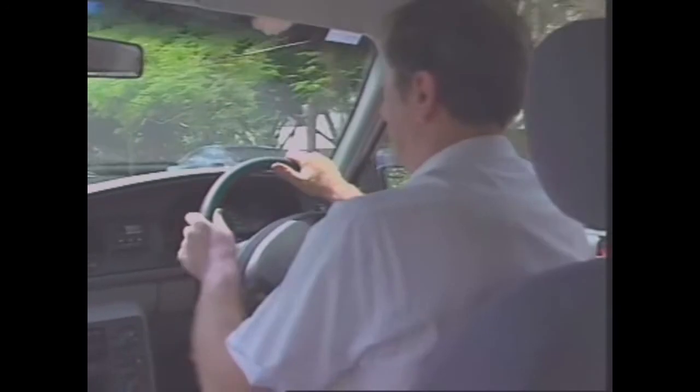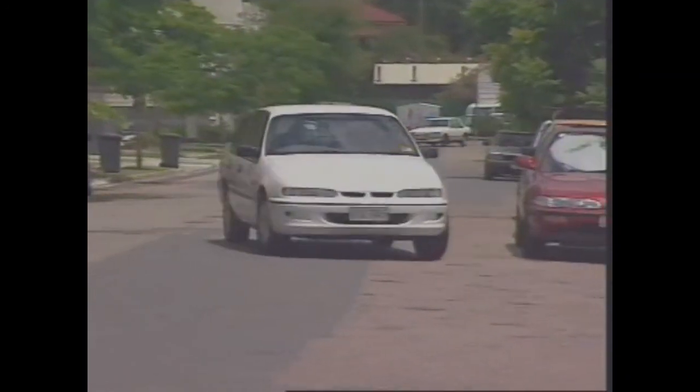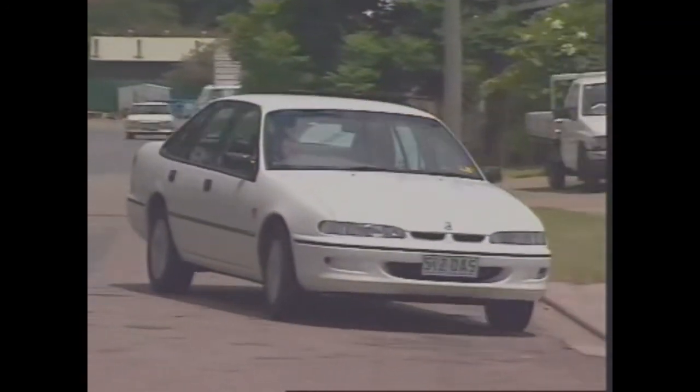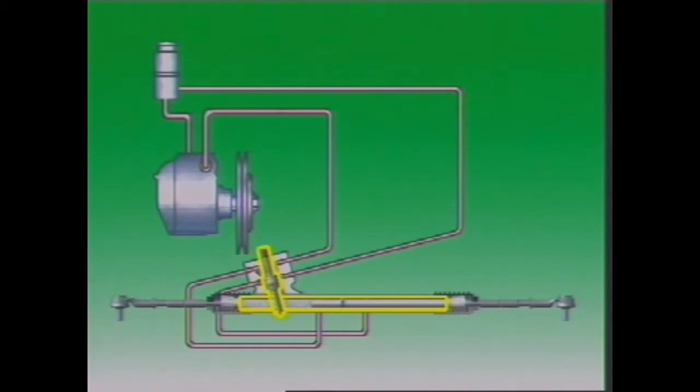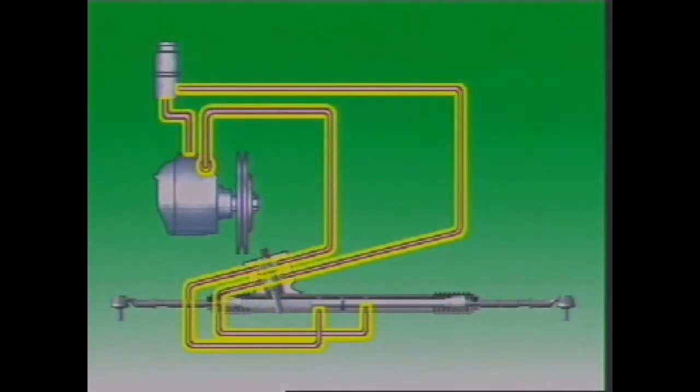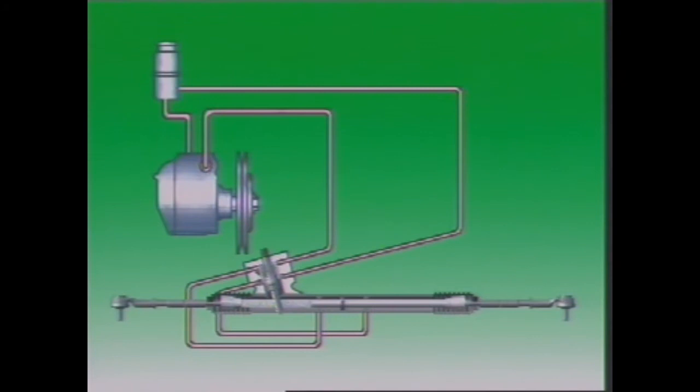Assistance is provided as soon as the steering wheel is rotated in either direction, and it's designed so that even if system failure occurs, the vehicle can still be steered. An engine-driven hydraulic pump delivers hydraulic fluid to the power unit at the steering box or rack and pinion through connecting hoses and pipes. The fluid reservoir can be mounted on the pump, or it can be separate. With the engine running, fluid flows continuously from the power steering pump to the steering gear and back to the pump.